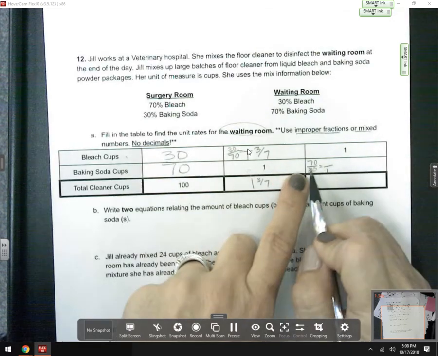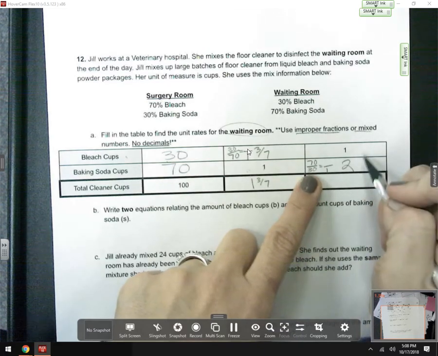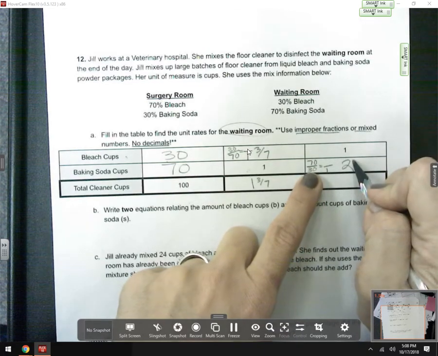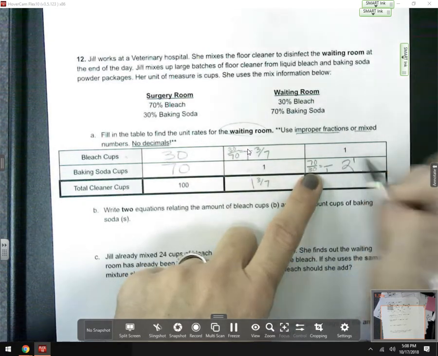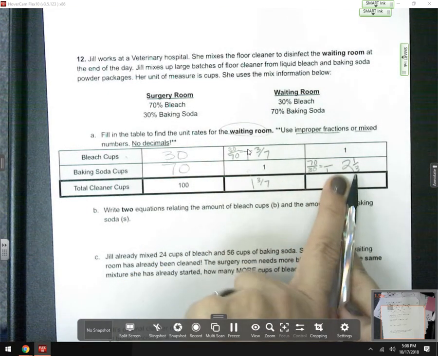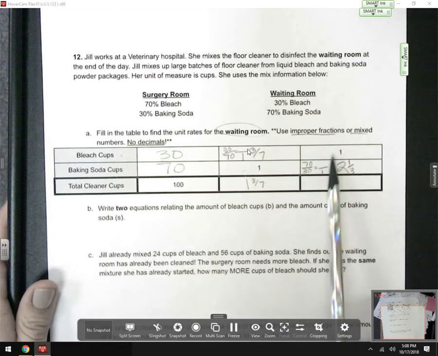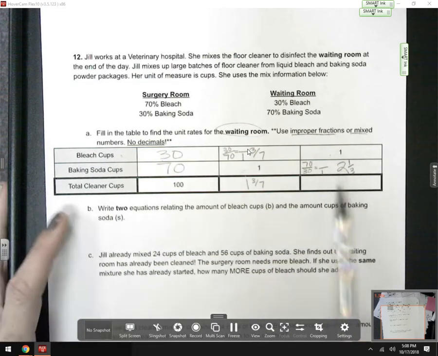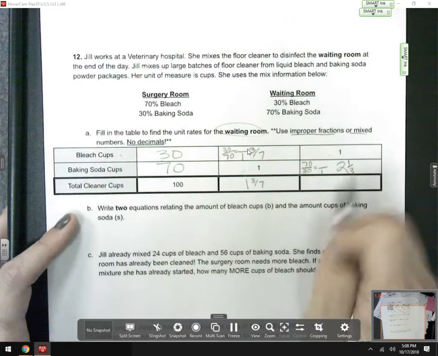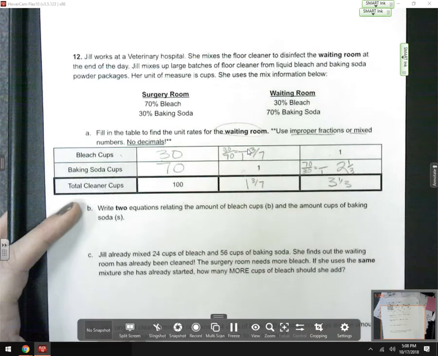And you guys know 30 goes into 70 2 times with 10 30ths left over, which I'm going to convert to 1/3. So 70 30ths, I converted this to 2 1/3. That means that if I'm going to make this mixture where I'm using 1 whole cup of bleach, I have to use 2 1/3 cups baking soda, which means my total cleaner is going to create this much cleaner.